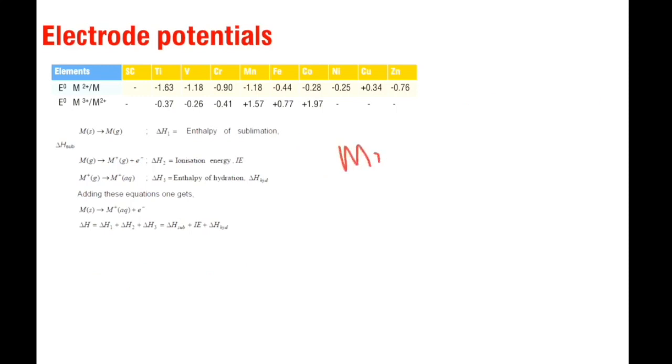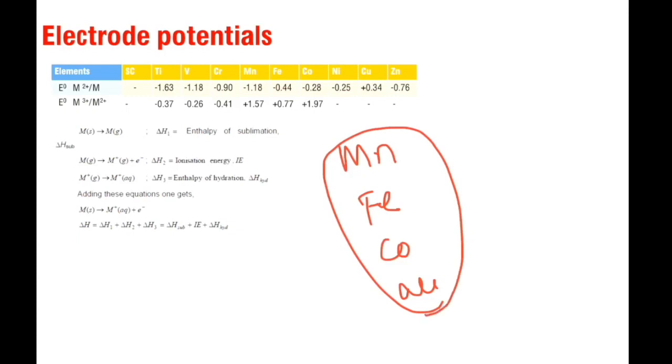If we compare manganese, iron, cobalt, nickel, which one possesses more reduction potential value? The answer is manganese in the E° M2+/M value. Manganese possesses more value in comparison to iron, cobalt, and nickel.